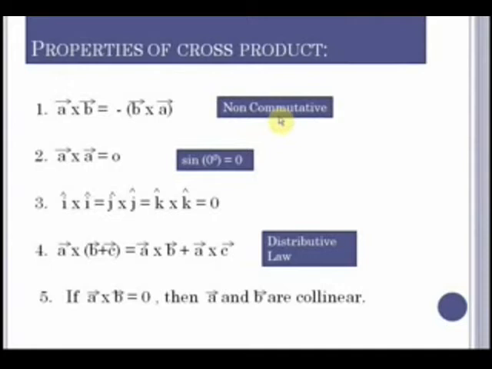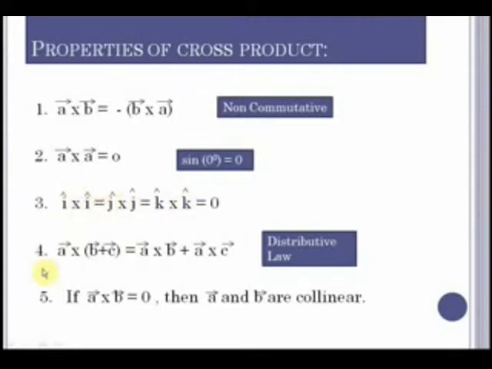The second is vector A cross vector A is equal to 0. Now this is because the angle between these two vectors A and A is equal to 0, and hence sine of 0 degree is equal to 0, and so vector A cross A is equal to 0. We can also say that the cross product of any two parallel vectors is equal to 0. The third property is I cross I is equal to J cross J is equal to K cross K, and this is equal to 0. Now this is because again the angle between these two vectors is equal to 0 degree, and hence sine of 0 degree is equal to 0, and so this is equal to 0.